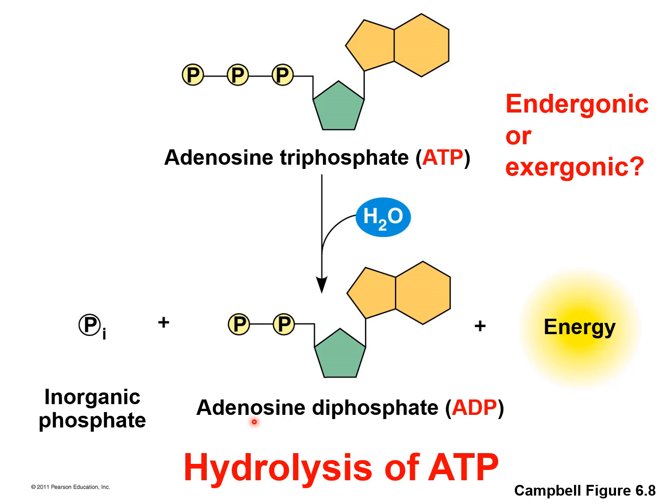And now what you're left with is ADP. So we've got adenosine diphosphate because we only have 2 phosphate groups left on our ADP molecule. So we started with 3 phosphate groups with ATP, and now we only have 2 phosphate groups left in ADP. And then to answer our question here, is this an endergonic or exergonic reaction? And because we're releasing energy when we do this, this would be an exergonic reaction.